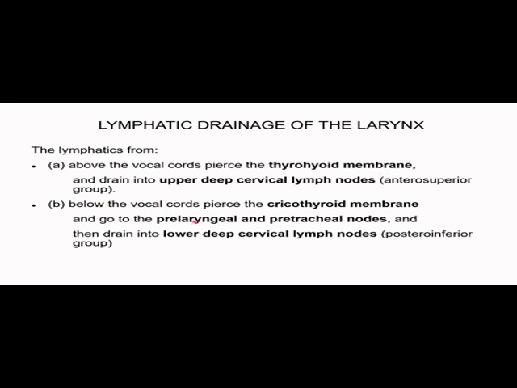And below the vocal cord, the lymphatics drain into the prelaryngeal and pretracheal lymph nodes, and finally they reach the lower deep cervical lymph nodes, and while doing so they pierce the cricothyroid membrane.